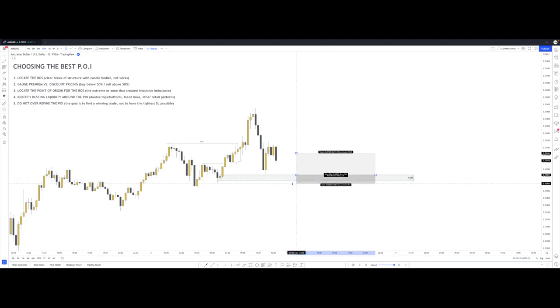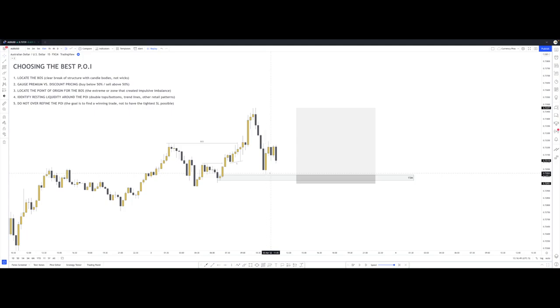So what can we get away with here? We can get away with a 6 pip stop loss, and we're simply going to target the most recent structural swing high. That would give us 7.77 as the risk to reward. Okay, so 6 pip stop loss, 46.6 pip take profit.